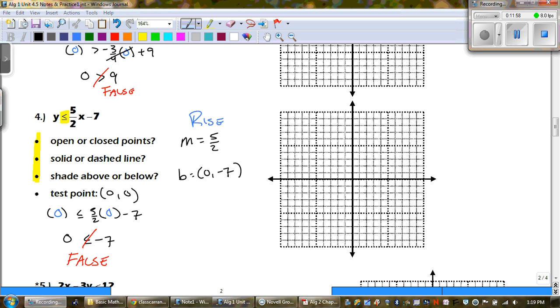Okay, so that's some of the first stuff you should have right now. You should know it's rising. Oh, I forgot to do this. Closed points, solid, shade above. Okay? You should have all that, and then you should graph. Okay? Go ahead. Pause it. Get it going.